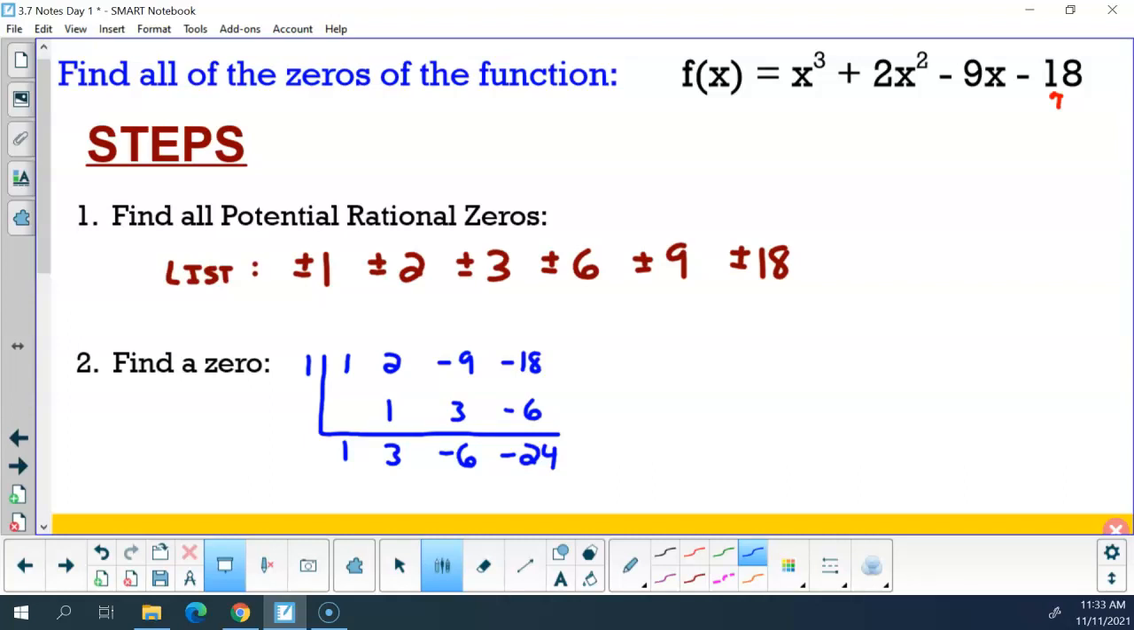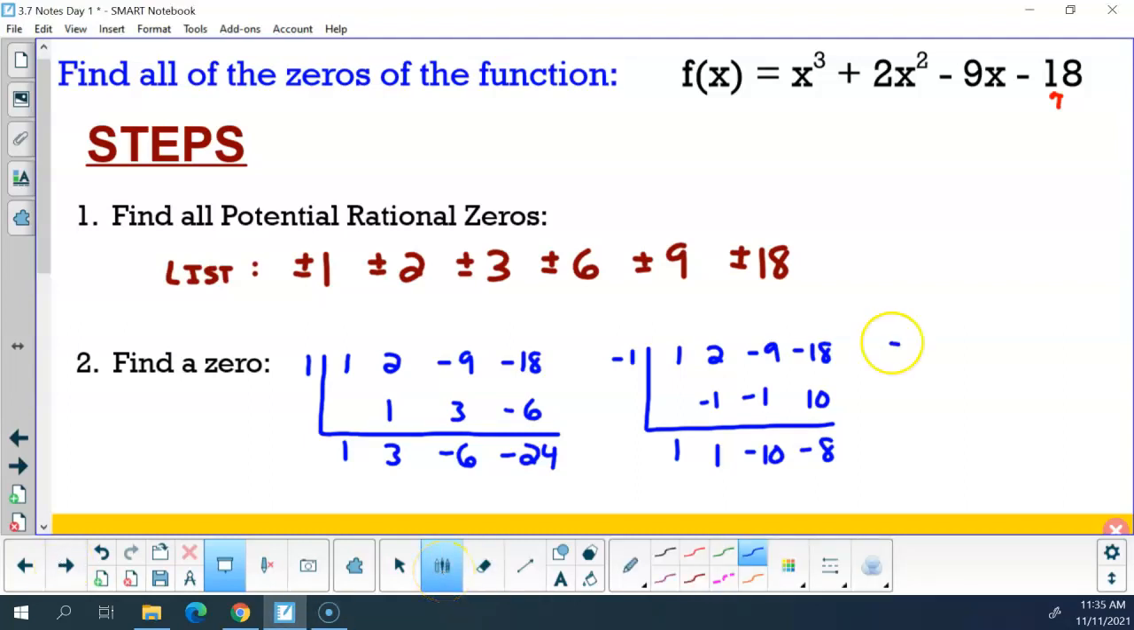So now the next one you want to try. -1. One, 2, -9, -18. 1, -1, 1, -1, -10, 10, -8. Not a zero. Find me one. Find me a zero.